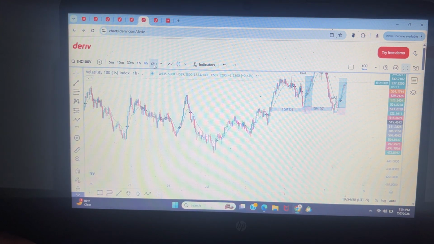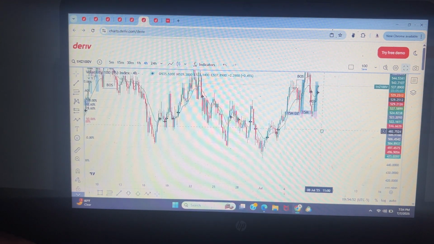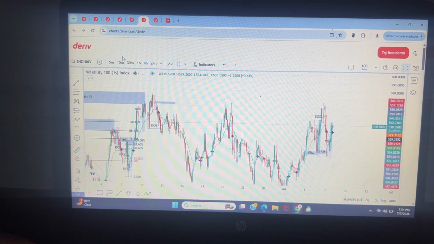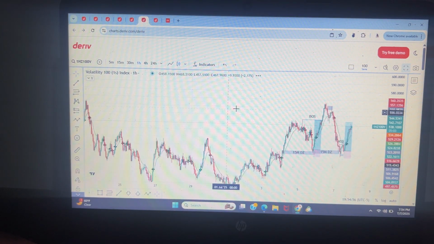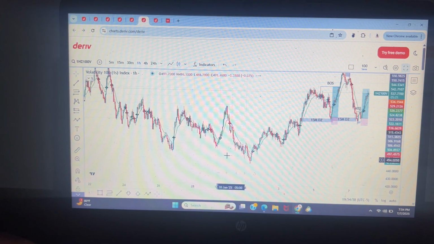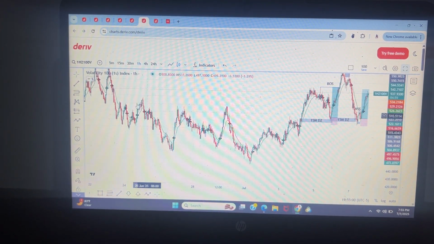See if we can get a better price. No, 1 hour. 1 hour it is. As you can see right there, price was in a downtrend over here.